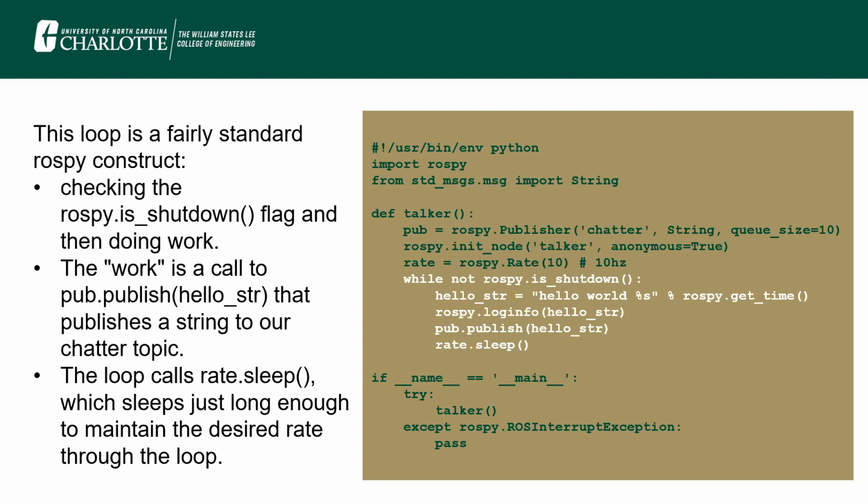And what rate.sleep is going to do is it's just going to waste time until we hit that 10 hertz publishing rate. So if you haven't already exceeded it, then rate.sleep is just going to wait until enough time has elapsed that it can redo the loop again and then continue to publish at a 10 hertz rate. And that's the whole thing.